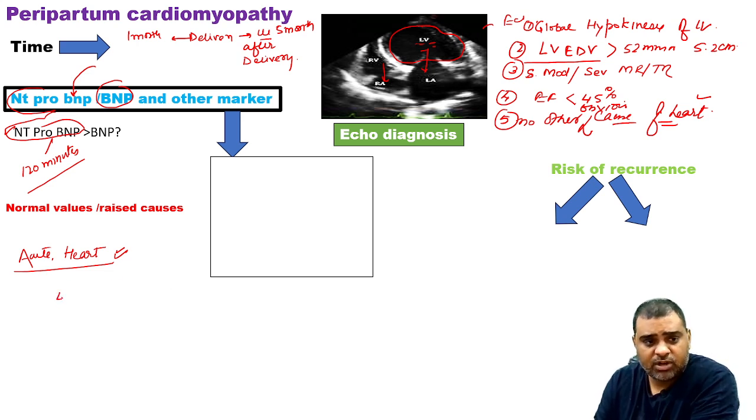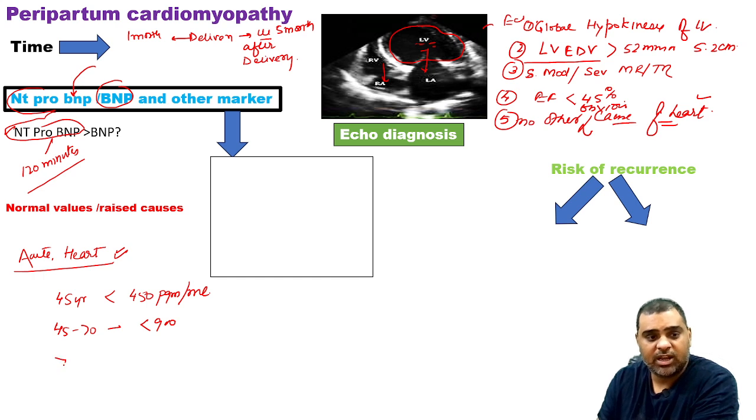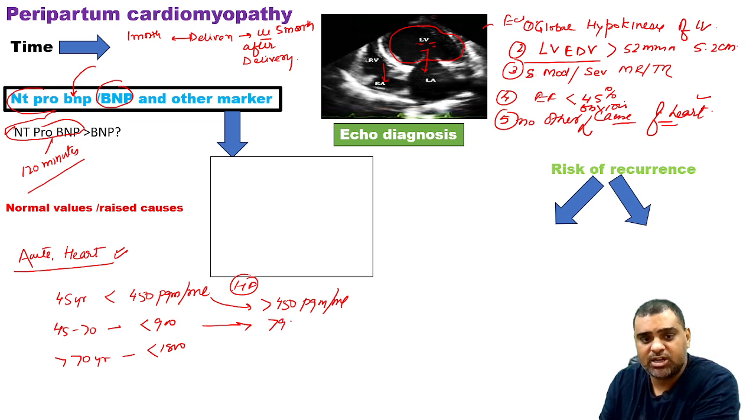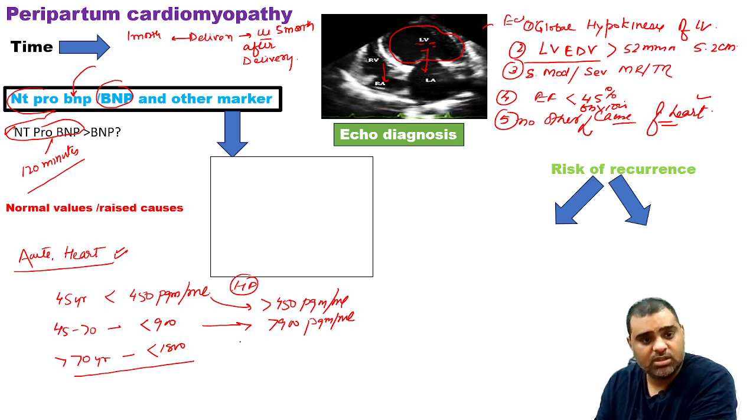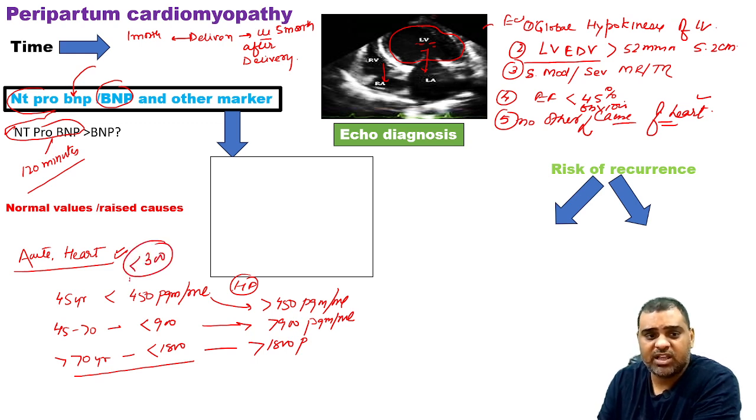Till 45 years, the value should be less than 450 picogram per ml. From 45 to 70 years, the value should be less than 900, and above 70 years, the value should be less than 1800. So you will say that heart failure occurs in under 45 years when the value is more than 450 picogram per ml, in 45 to 70 years, more than 900 picogram per ml, and in 70 to 80 years, more than 1800 picogram per ml. A value less than 300 makes it very unlikely that there is heart failure.